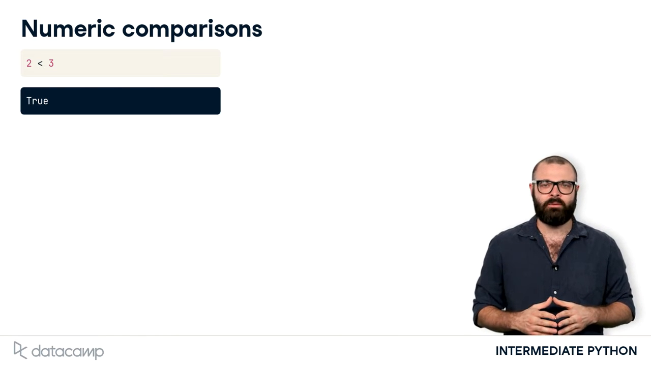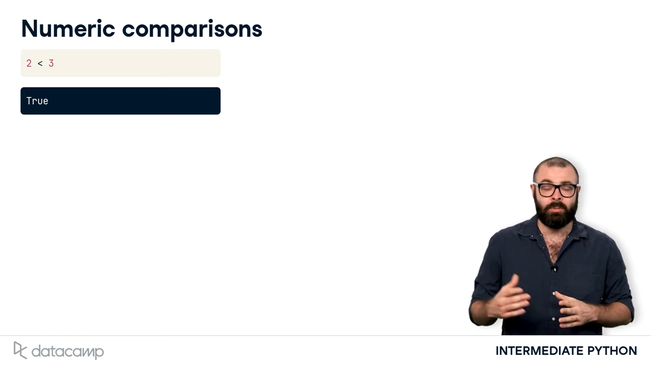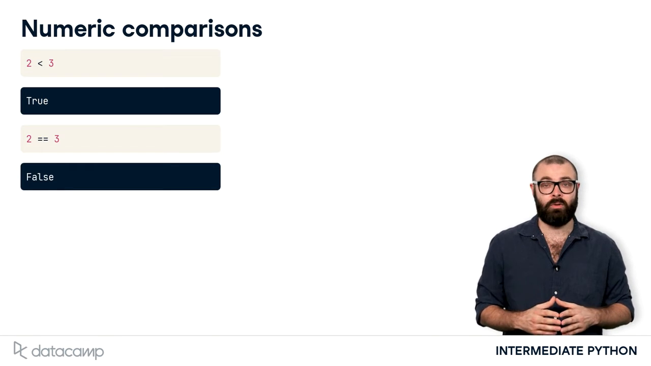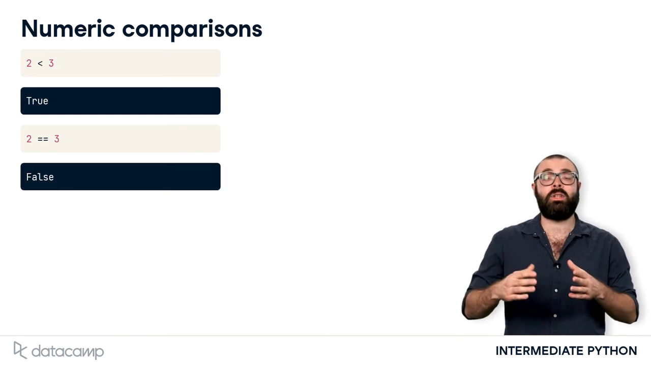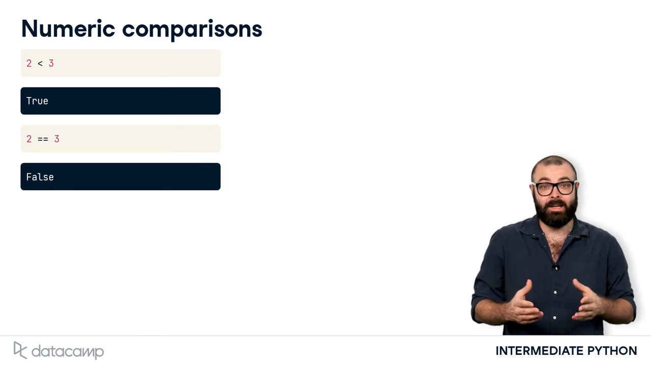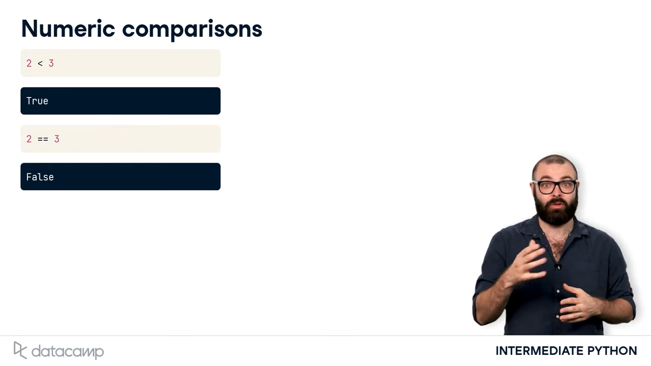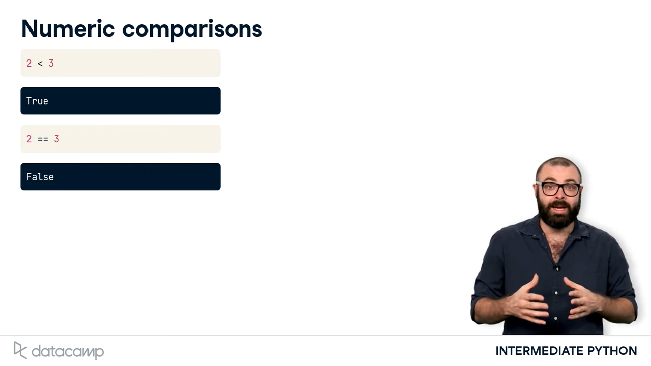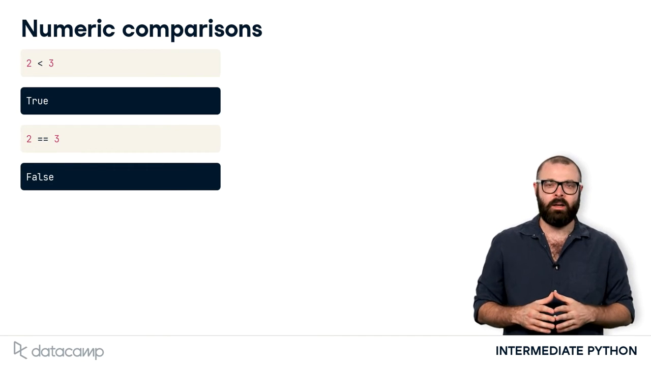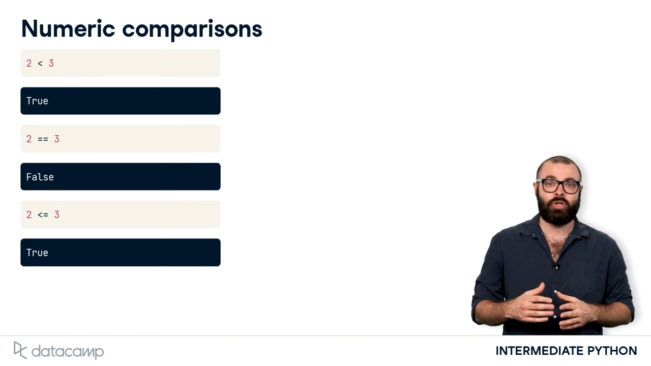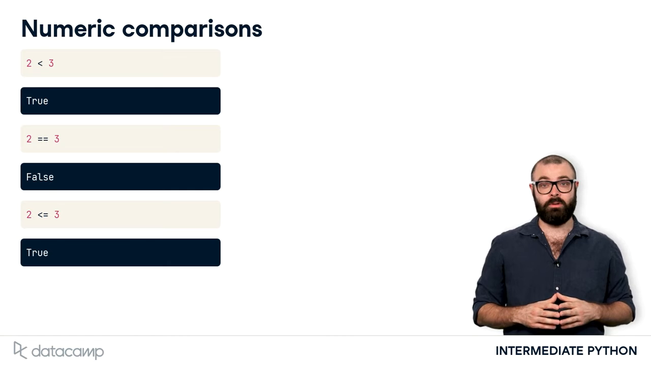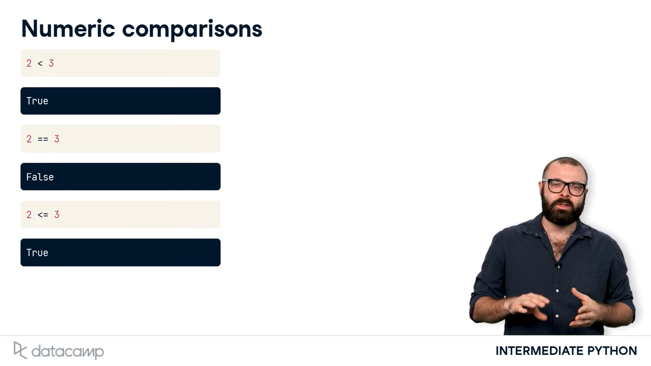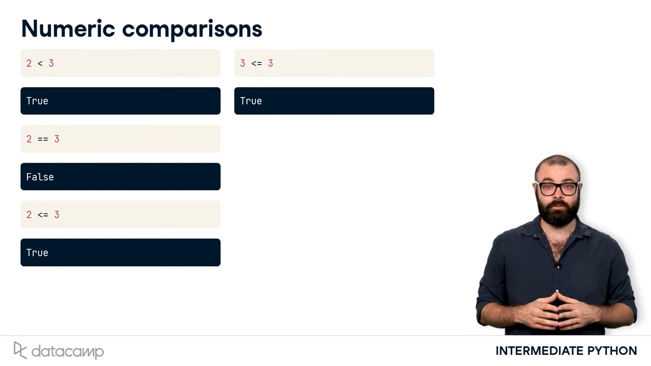You can also check if two values are equal with a double equals sign. From this call, we can see that 2 equals 3 gives us False. Makes sense, because 2 is not equal to 3. You can also make a combination of equality and smaller than. Have a look at this command that checks if 2 is smaller than or equal to 3. It's True. But also, 3 smaller than or equal to 3 is True.